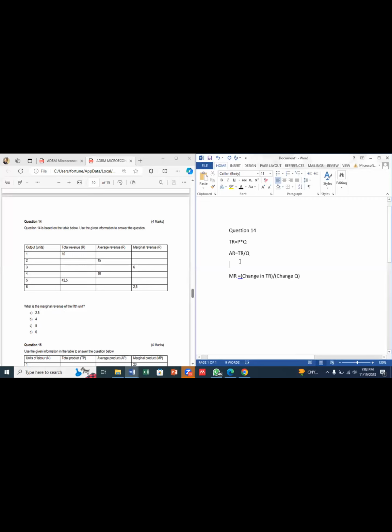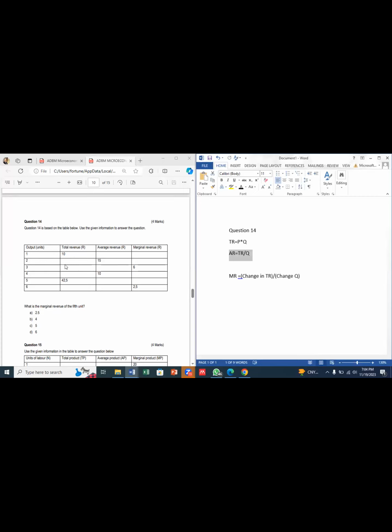At the first point, which is output number 1, what is our average revenue? Average revenue is calculated by total revenue divided by the quantity. So TR divided by the quantity at quantity 1 gives 10. And what is the marginal revenue at that point? Marginal revenue is the change in total revenue divided by the change in quantity. The change in total revenue is from 0 to 10, and the change in output is from 0 to 1, so again we have a marginal revenue of 10.